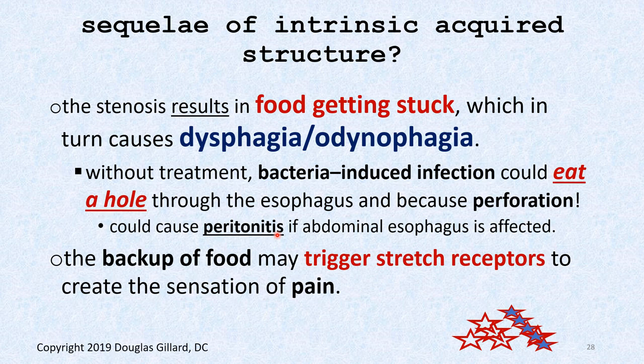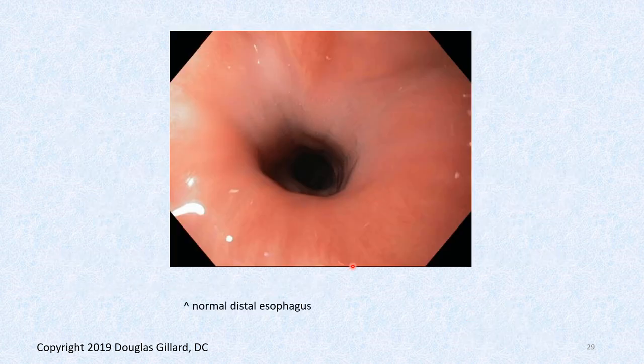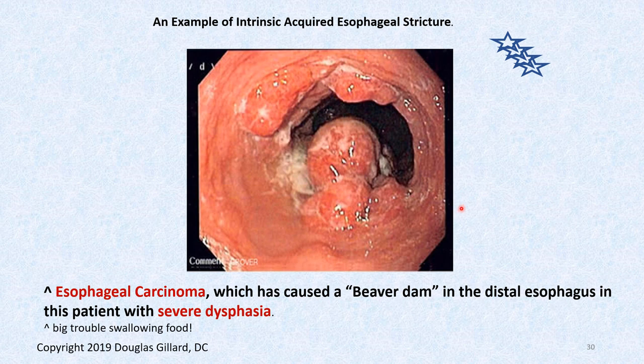Okay, so the backup of food can also stretch the walls of the esophagus and trigger those mechanoreceptors. Okay, check this out. So this is a normal-looking esophagus. You guys, we learned how to look at these in the last video. That's not a good sign, is it? Same view. So that's esophageal carcinoma. That's caused a beaver dam. Can you imagine a big piece of steak trying to pass through there? And this patient, that was the problem, came in with severe dysphagia, and the doc's like, why in the world did you wait so long for this? So, an example of intrinsic acquired esophageal stricture or stenosis.